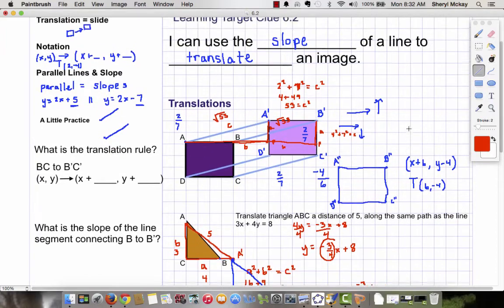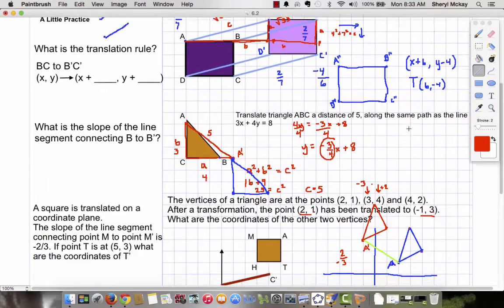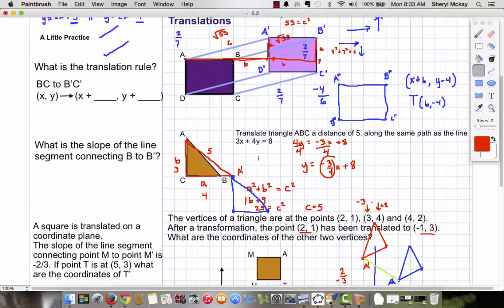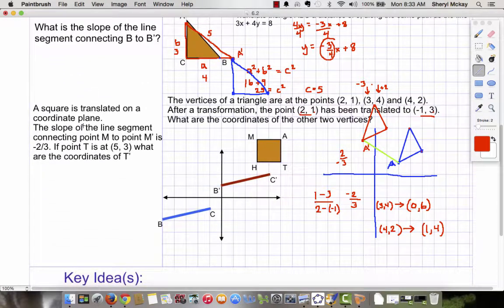I've got a little bit of practicing to go on here. I want you to look down here. We're going to use these figures right here. Do you see this coordinate plane right here with line segment BC and line segment B prime C prime, and then we've got this square MATH. We're going to use that to answer these questions up here. What is the translation rule for BC to B prime C prime? Take a look at it and then tell me, what is the translation rule?